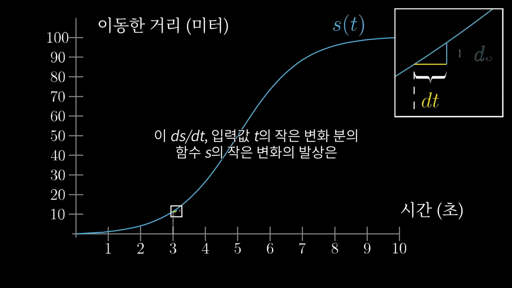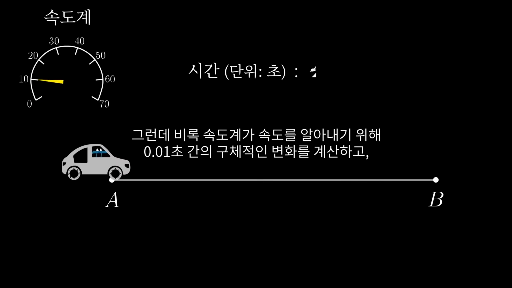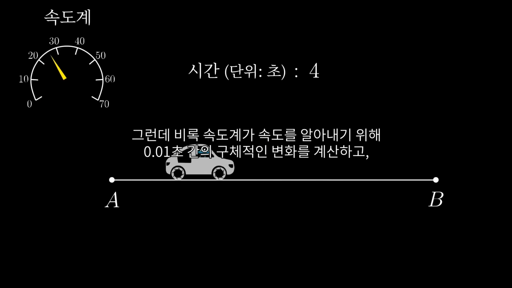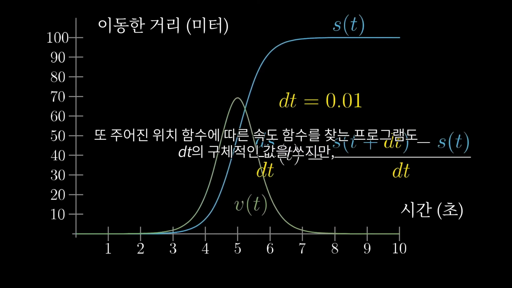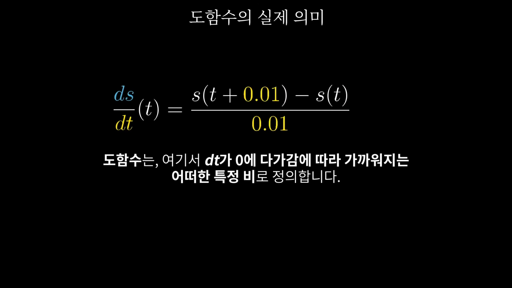This idea of ds over dt, a tiny change in the value of the function s, divided by the tiny change in the input that caused it, that's almost what a derivative is. And even though a car's speedometer will actually look at a concrete change in time, like 0.01 seconds, and even though the drawing program here is looking at an actual concrete change in time, in pure math, the derivative is not this ratio ds dt for a specific choice of dt. Instead, it's whatever that ratio approaches as your choice for dt approaches 0.